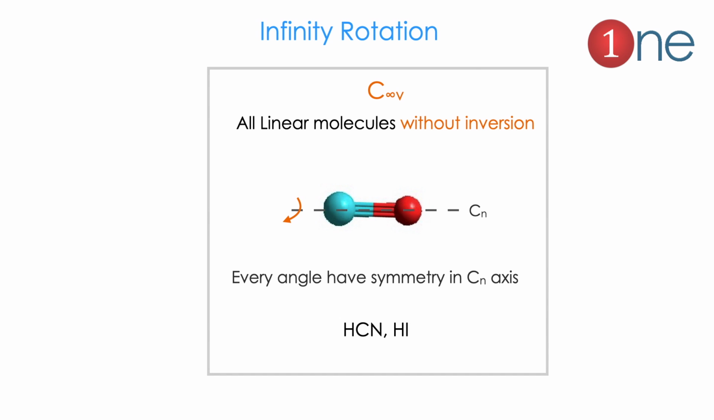Then the very simple and common one is C infinity v. Don't be afraid; infinity here means you are getting symmetry at every angle. On the axis there is a Cn axis. If it is a linear molecule without inversion symmetry, you get the infinity axis. Heteroatomic molecules normally come in this category. So at every angle you have a Cn axis. Examples are HCN, HI or HCl. So you should know that C infinity v is also possible.